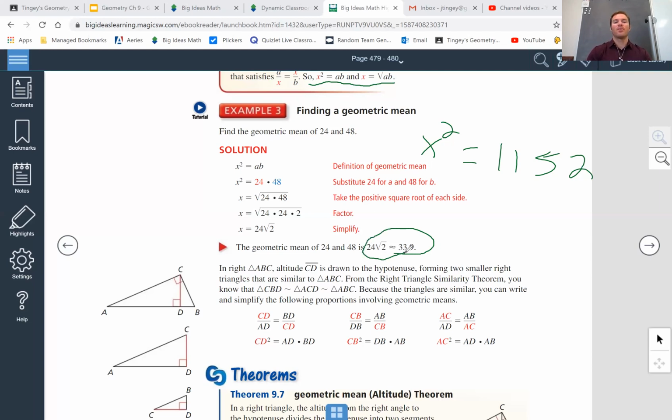If you did the 24 times 48 with your calculator, then all you have to do is do the square root of that number and you get the same number. But this is good to show your work so you can actually see, oh, that's how they get to it. Okay.